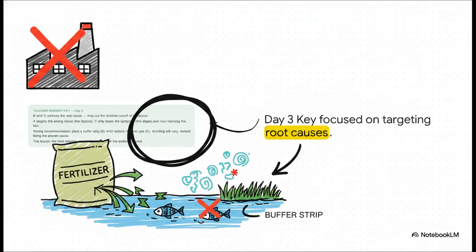So the lesson heavily reinforces that the best environmental solutions must target the exact root cause proven by the evidence. You don't shut down the factory because, hey, it's innocent. You don't just temporarily mask the issue with chemicals. You stop the fertilizer runoff. That's how you fix it.